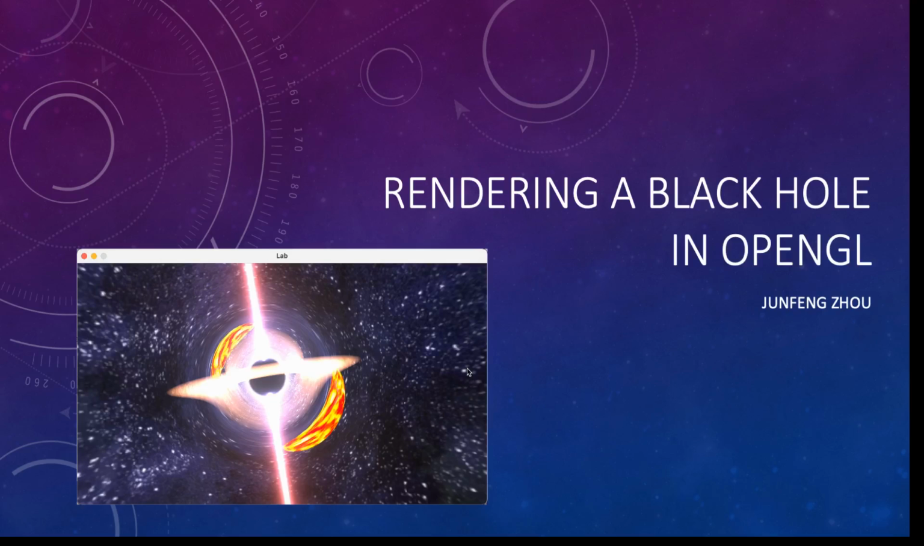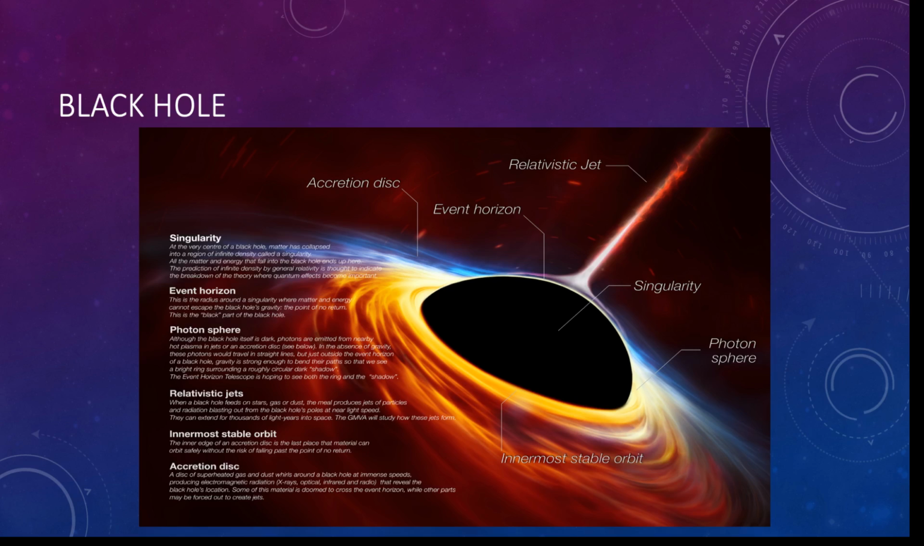The topic of my final project is rendering a black hole in OpenGL. A black hole is a celestial body with so much gravity that even light can't escape from it. Here is the structure of a black hole. In order to render it in OpenGL, most structures in this picture will be simulated in shaders.